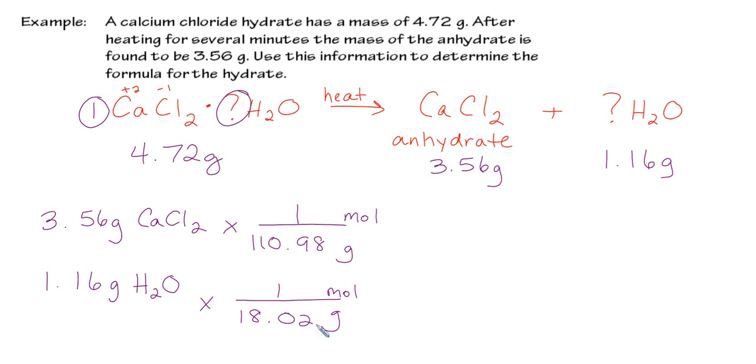All right, let's get these out of grams into moles. We'll leave a couple sig figs. Let's see here. We'll plug this in. About 0.03208. There's the calcium chloride. And let's see what we get with the water. 0.0644 moles of water.